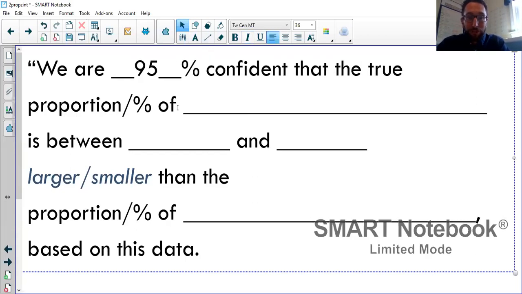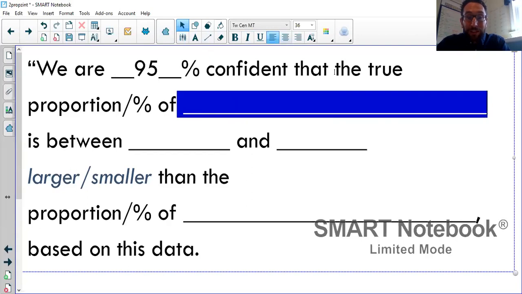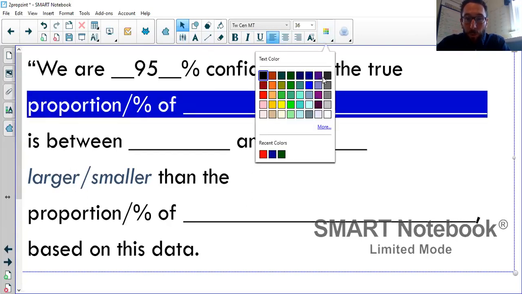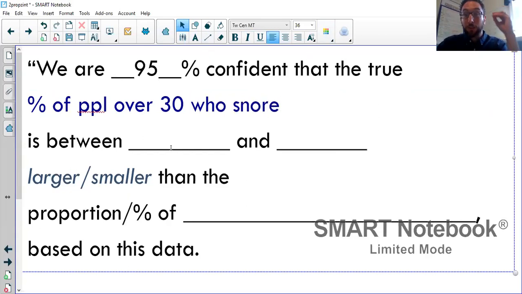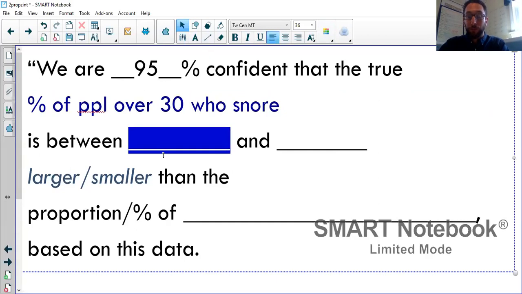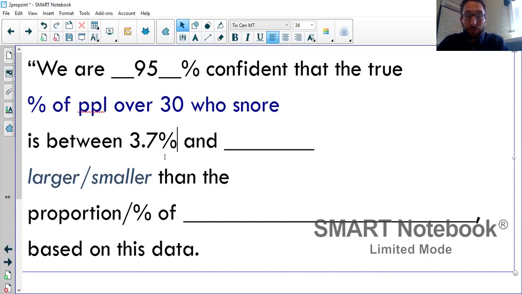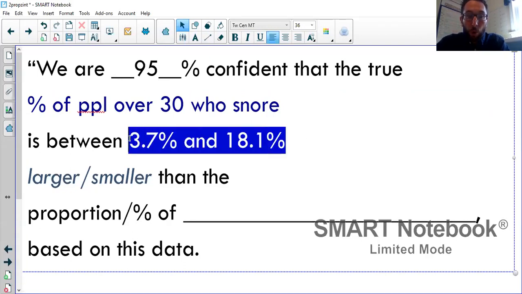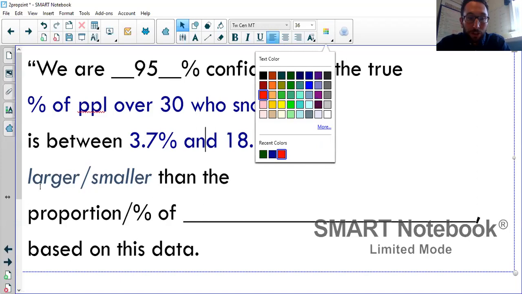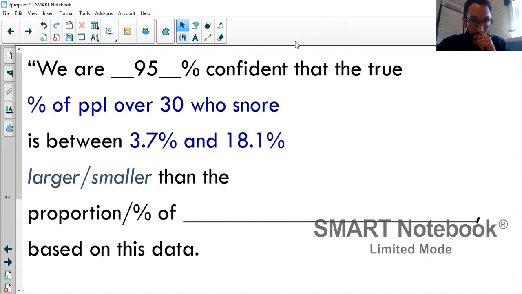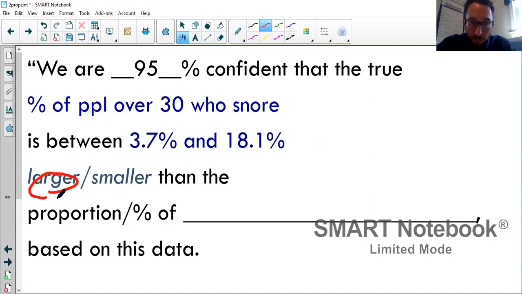We're still 95% confident. What these numbers really mean is the percent of people over 30 who snore is actually larger. I know that because I got two positive numbers in my difference. How much bigger is the percent of people over 30 who snore? Between 3.7% and 18.1%. So the percent of people over 30 who snore is somewhere between 3.7 and 18.1% larger, excuse me, than the percent of people under 30 who snore, based on this data.